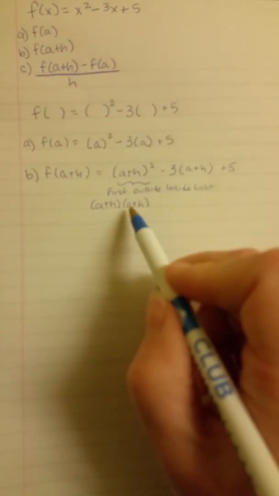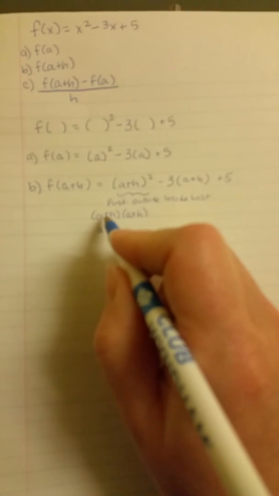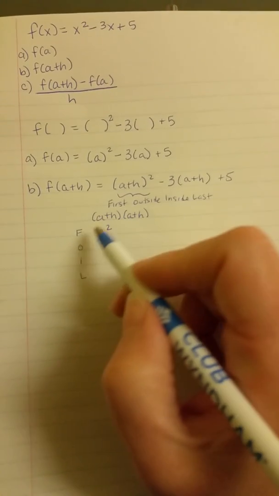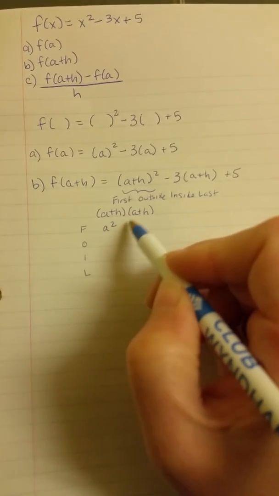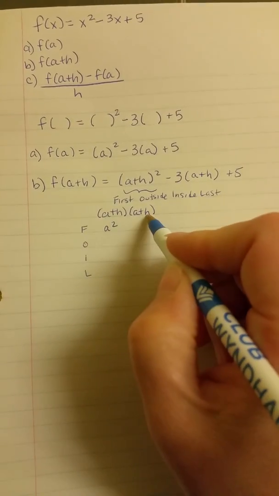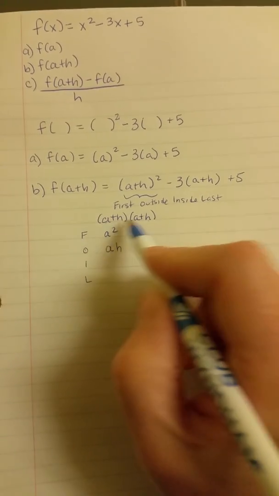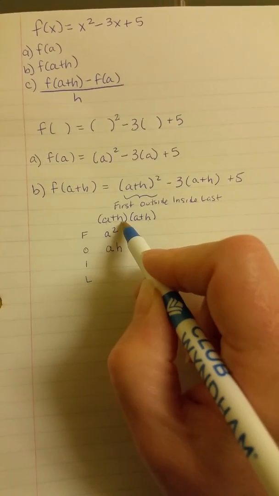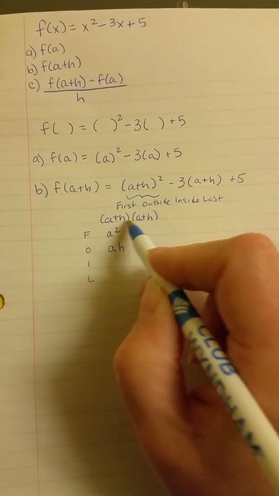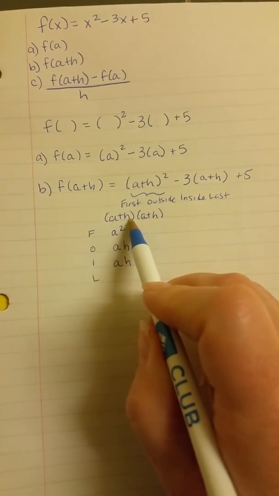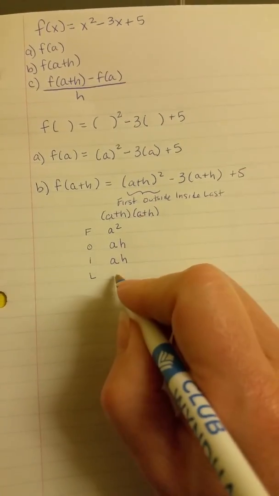I like to stay focused. So then I'm going to do A times A, the first one times the first one, and that's A squared. I'm going to do it vertically, even though you're not going to do it that way in your paper, just so I can explain it. The next one is A times H, which is AH. So it's the outside and the outside. Then I'm going to do the inside. So H times A is also AH or HA. I'm just going to write it as AH. And then H times H, the last ones, is H squared.